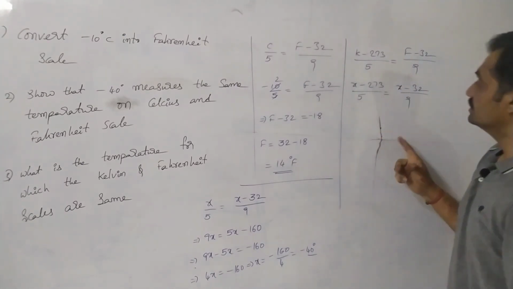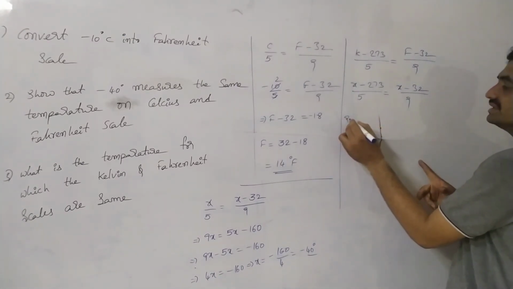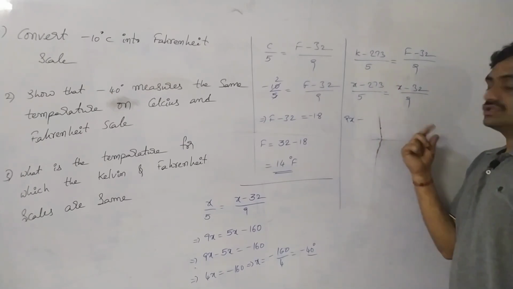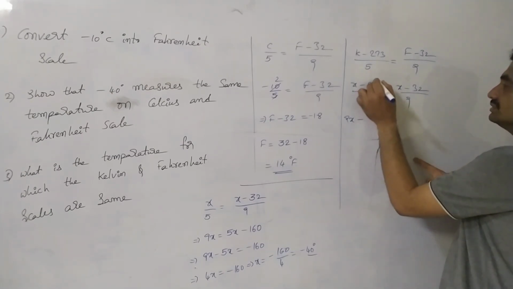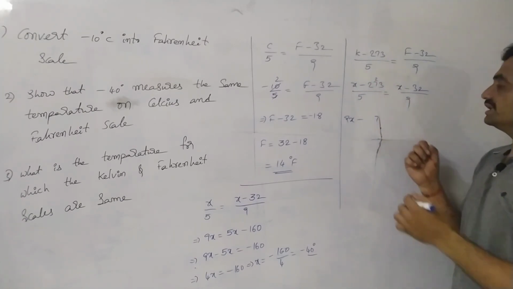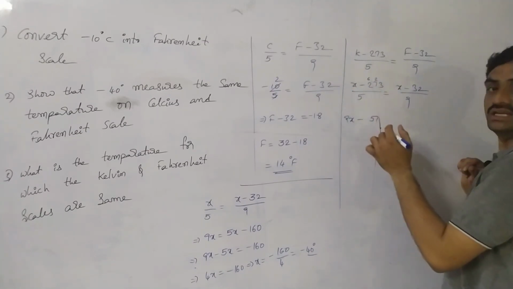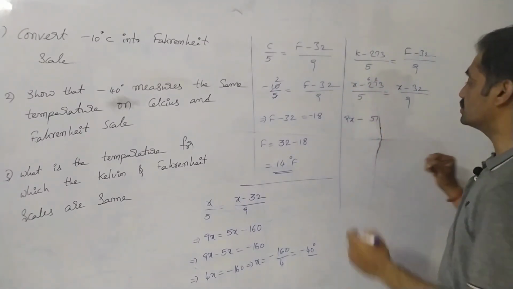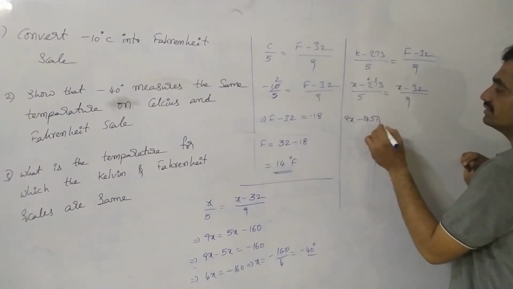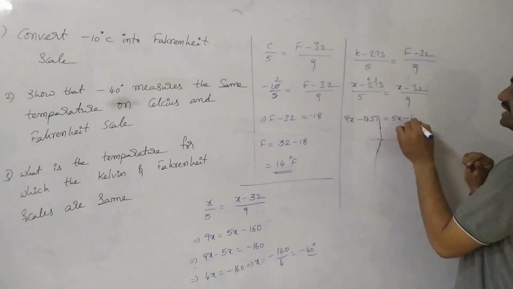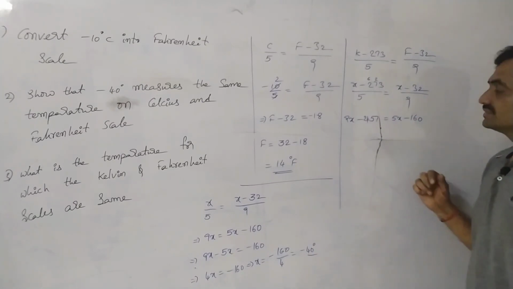Now when we cross multiply this, observe that 9x minus 273 into 9. 9 3s are 27, 9 7s are 63, 63 plus 2 is 65, 9 2s are 18, 18 plus 6 is 24. So 9x minus 2457 is equal to 5x minus 160.